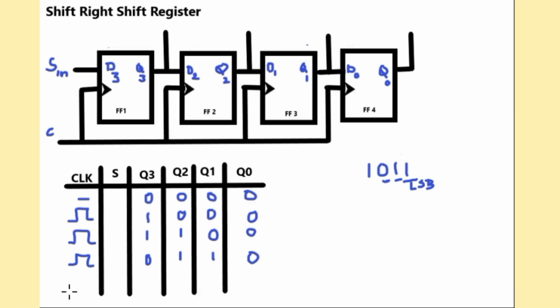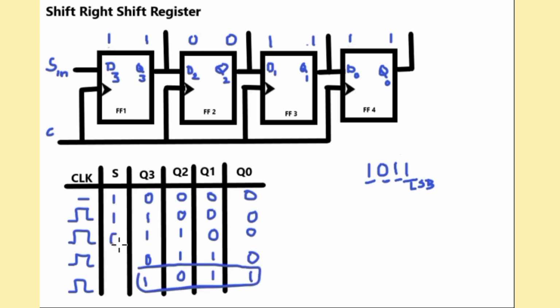For the fourth clock pulse, we'll apply the most significant bit through the serial input. So D3 will be 1, D2 will be 0, D1 will be 1 and D0 will be 1. And for these respective inputs, we'll have the output as 1, 0, 1, 1. 1, 0, 1, 1 is the desired bit pattern we want to store. As we can see, the inputs are getting shifted towards the right. This type of shift register is called a shift right shift register.